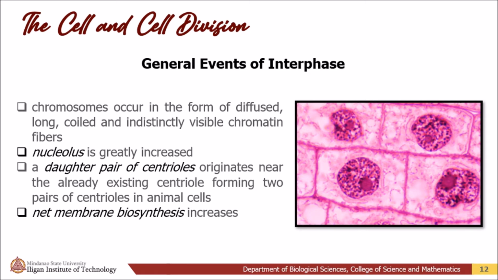First, chromosomes occur in the form of diffused, long, coiled, and indistinctly visible chromatin fibers. Second, nucleolus is greatly increased due to the accumulation of ribosomal RNA or rRNA and ribosomal proteins. In animal cells, a daughter pair of centrioles originates near the already existing centriole, which means there are two pairs of centrioles in the interphase. Additionally, the net membrane biosynthesis increases during this stage.